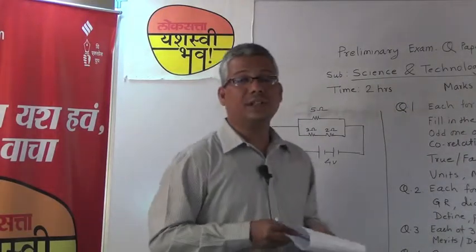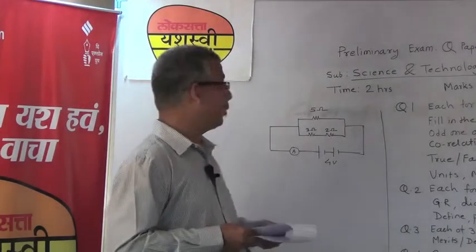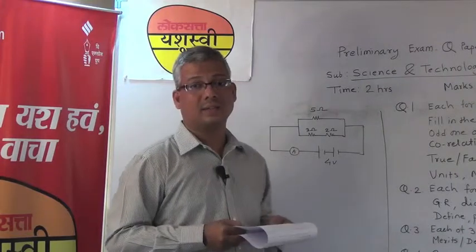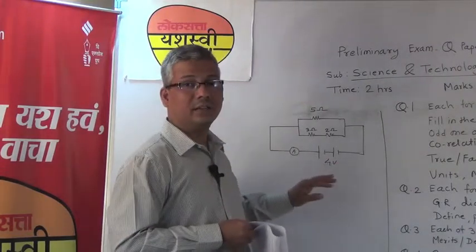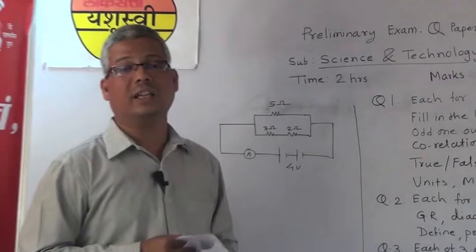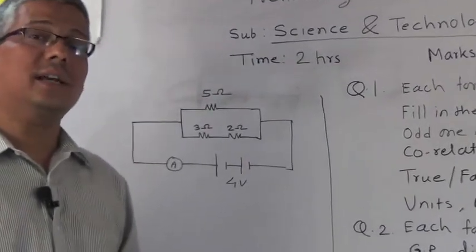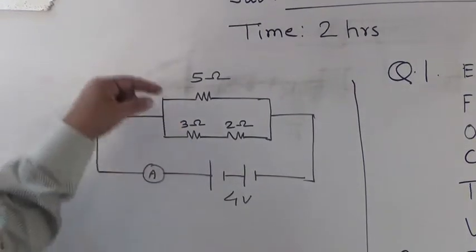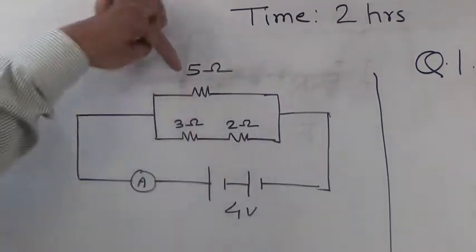Now question number 3, which is related to our numerical problem. A diagram is given and the total resistance is asked. So how can we find that? While solving this numerical problem, first try to understand the given data. In this, the resistances are given in a combination of series and parallel.